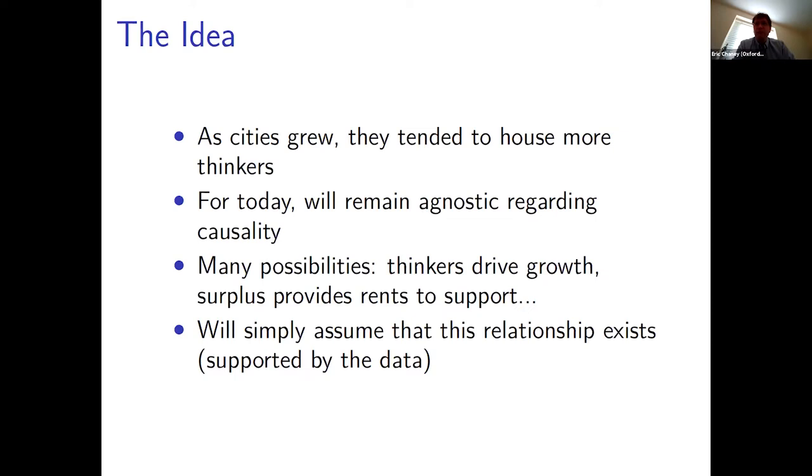So that's the basic idea that this paper lives and dies on: all else equal, as cities grew, they tended to house more thinkers. Of course, the exact relationship between the number of thinkers and city size is going to be specific. For cities like Oxford, for any given population, there are going to be a lot more thinkers than in other places. I'll spend some time thinking about those issues, but what this lives and dies on, which is supported by the data, is that there is a strong relationship between city size and the number of thinkers residing in that city.